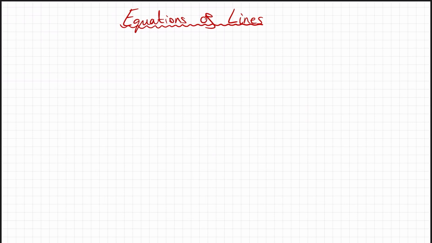Hey guys, welcome back to another RESK Maths tutorial, and in this tutorial I'm going to be explaining to you guys how equations with lines actually work.